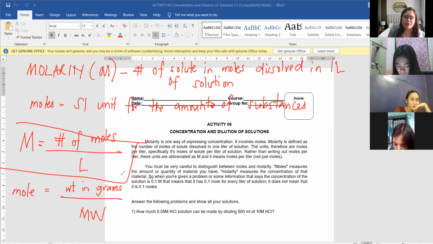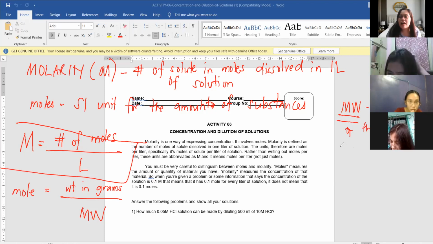Now, I believe you are familiar with the weight in grams, but how about for our molecular weight? How are we going to compute for this? The molecular weight is actually the total weight of the compound by virtue of the atomic weights of the elements. Okay, and the number of atoms present.